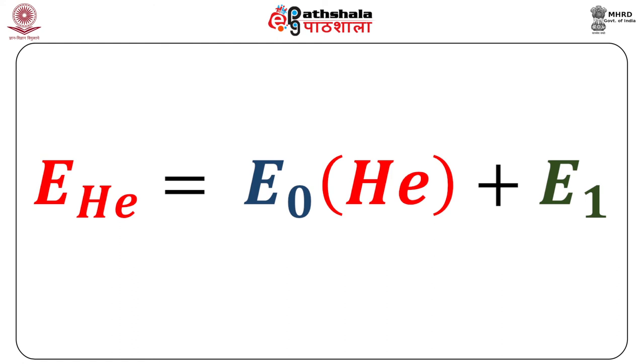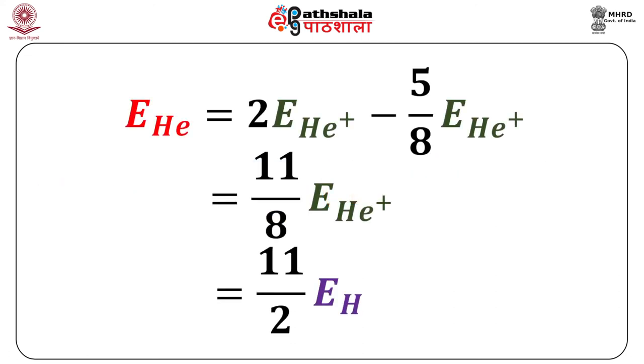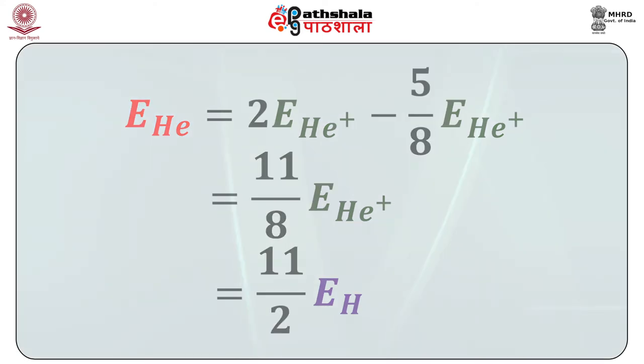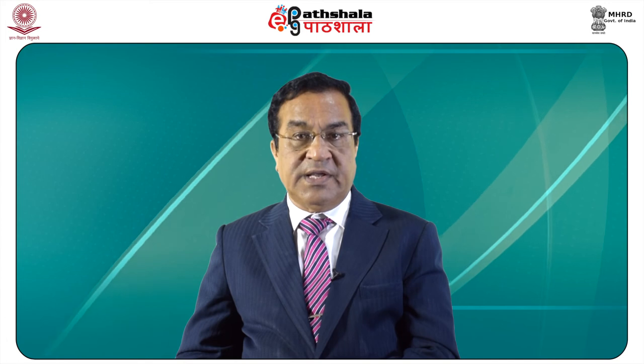And E1 is the first order correction which we just did, and that was equal to 5 by 8 E He plus. If we substitute these values, as you can see in this equation, the total expression becomes equal to 11 by 2 E H. That is the total energy of the helium atom. So this is a very, very important application which we have done.